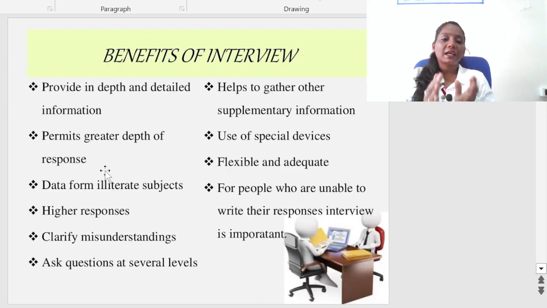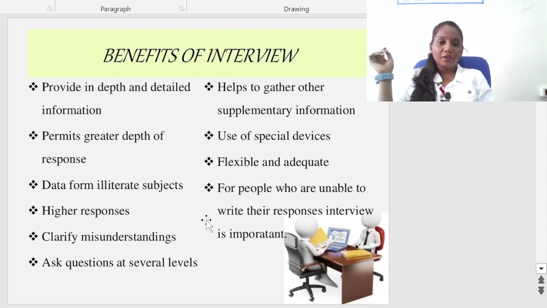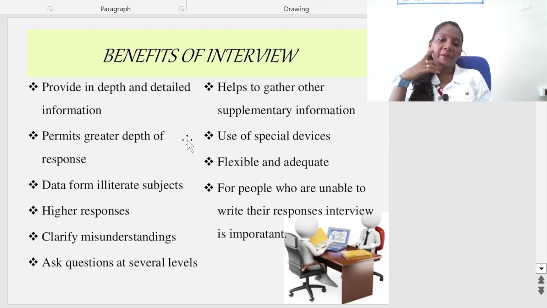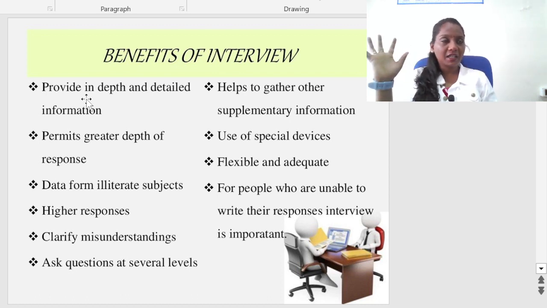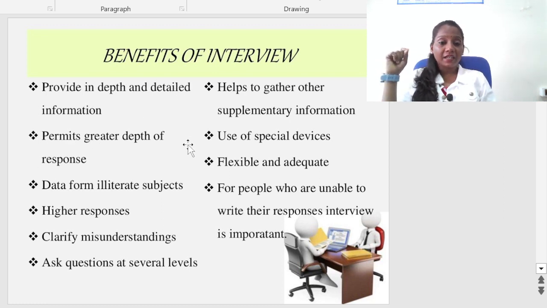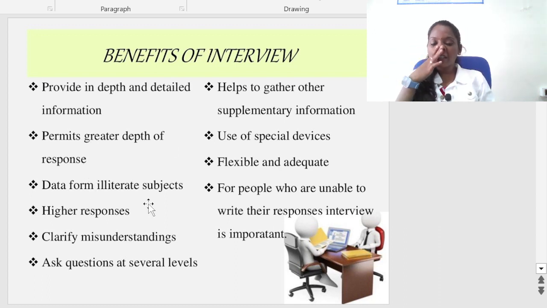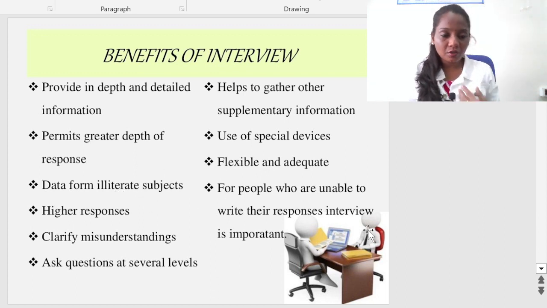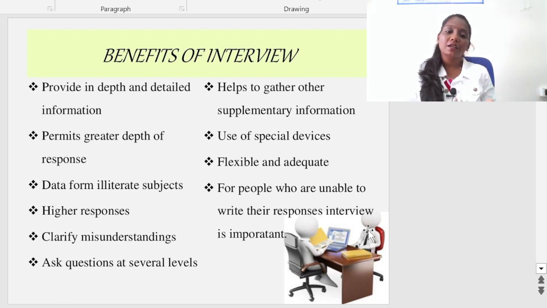Now we will see the advantages or benefits of interview. When you have a face-to-face interview or telephonically we may have certain drawbacks, but with a face-to-face interview there are a lot of benefits. It provides in-depth and detailed information. Instead of other techniques, this interview method gives in-depth and detailed information and permits a greater depth of response, and data from illiterate subjects also we can collect, because the respondent does not have to read and reply, so those problems are not there.